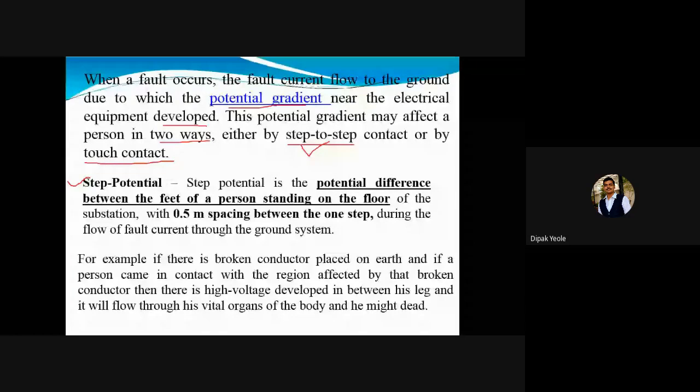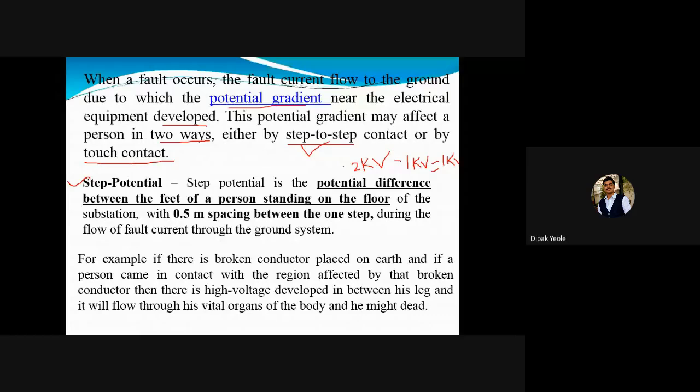So what is the definition? Step potential is the potential difference between the feet of a person standing on the floor. मी तुम्हाला तेच सांगितलं की 2 kilo volt एका feet मध्ये आणि 1 kilo volt दुसऱ्या feet मध्ये. Obviously there is a difference of 1 kilo volt: 2 kilo volt minus 1 kilo volt, obviously 1 kilo volt potential difference. Yes, of the substation with 0.5 meter spacing between one step during the flow of current through the ground system.